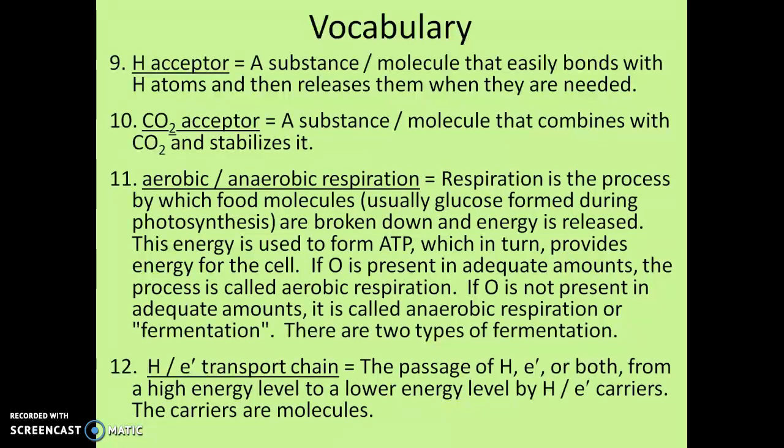photosynthesis. Aerobic and anaerobic respiration. These are processes by which food molecules are broken down and energy is released. This energy is used to form ATP, which is going to provide energy to the cell. So we're going to talk about aerobic and anaerobic respiration. A hydrogen electron transport chain, number 12. This is a passageway that's going to move hydrogen electrons or both from one place to another, usually from an area of high energy to an area of low energy.